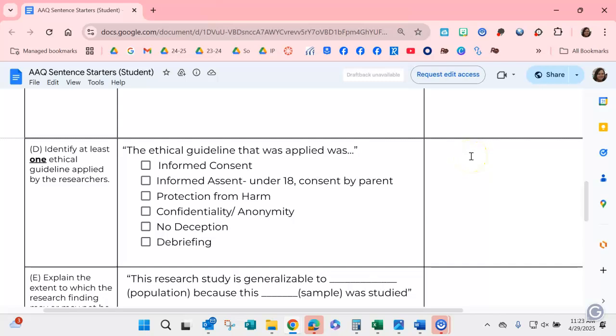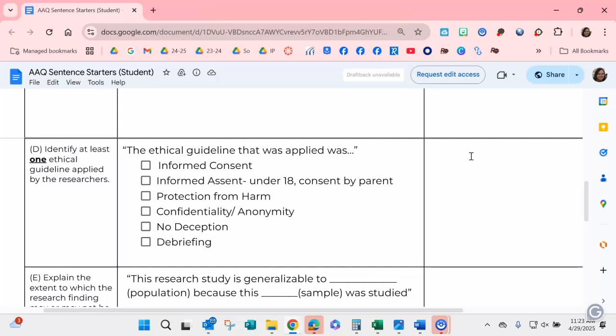So again, it's what is in the research, in the article. So informed consent, informed assent, that's if there's children there. Protection from harm. Remember, if it says to keep them from being too distressed, they limited the amount of time that they were participating in the study. That could be an ethical thing, that if they're trying to make it easier on the participants, that's an ethical guideline, that they protected them from harm by limiting the amount of time they had to listen to the fire alarm or whatever it was.